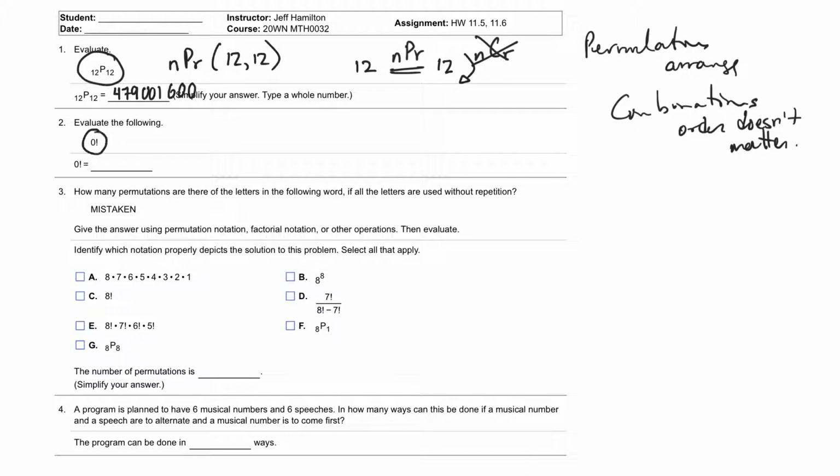Here's another calculator question, 0 factorial. That's how many ways you can arrange 0 things. And if you try that on your calculator, sort of interesting, it comes out to 1. Okay, so here's an actual question.